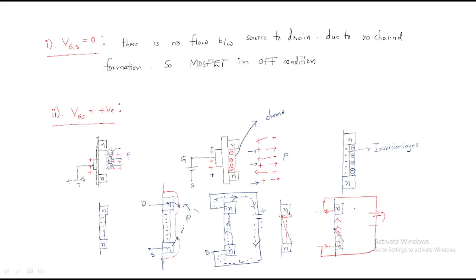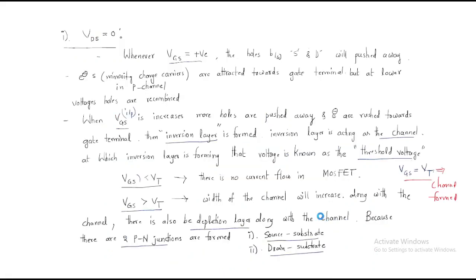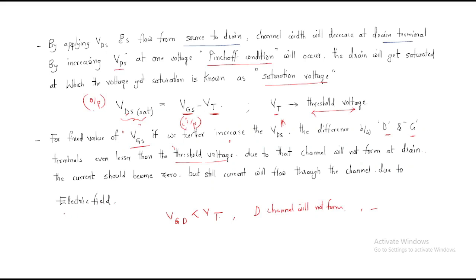The electrons will be attracted. So that's why it is flowing. The reason is the electric field. Electric field is the reason. Due to the electric field, the current will flow.